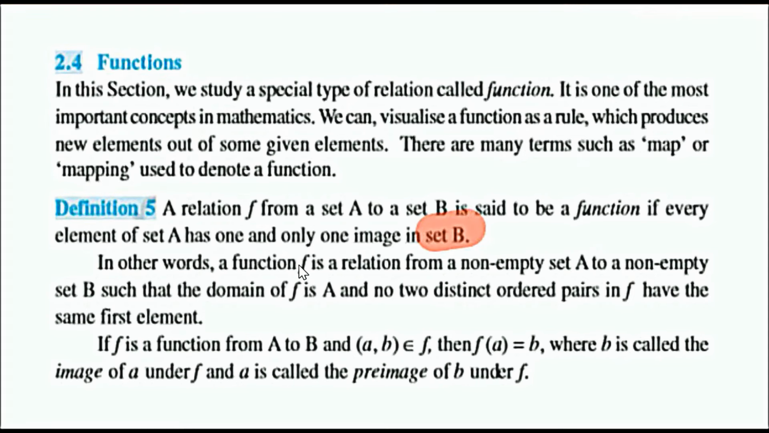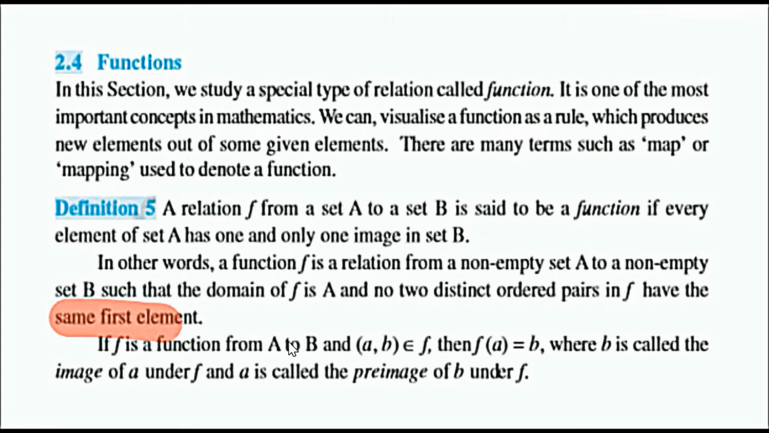In other words, this function f is a relationship from a non-empty set A to a non-empty set B, such that the domain of A, this is the domain, this is the range, will not have any two distinct ordered pairs of f with the same first element. You cannot have that element again and again. It has to appear only once. We'll see in the example, don't worry about this.